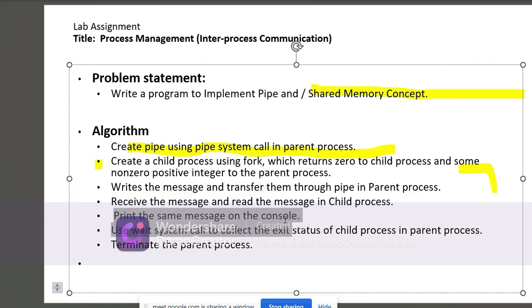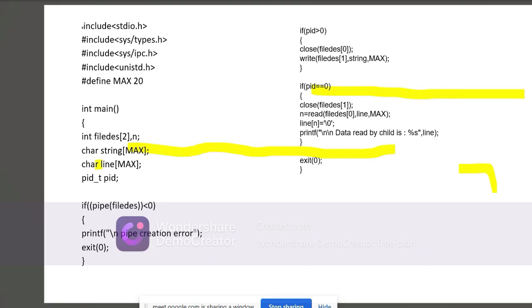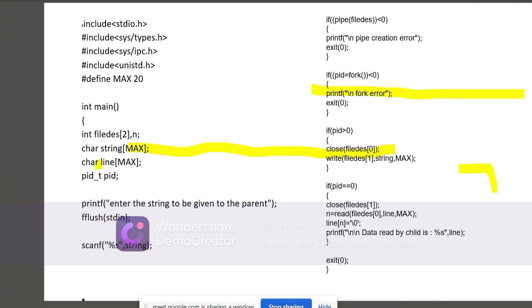And you have to use the wait system call to collect the status of the child process. Once the execution of the child process is done, you use the wait system call to clean up the child process, and at last you have to terminate the parent process. So this is a program by which you can implement IPC using a pipe.